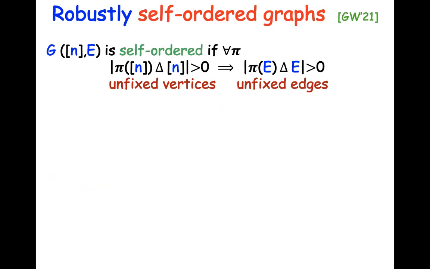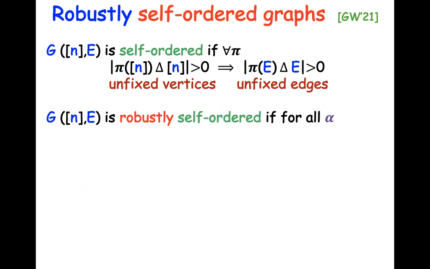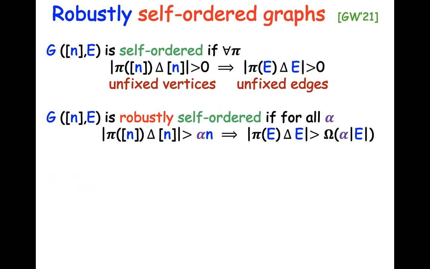Again, here's the definition of a self-ordered graph. If you move at least one vertex, then you move at least one edge, right? And it's robustly self-ordered if for any fraction alpha, if you move an alpha fraction of the vertices, you must move at least an alpha fraction of all edges. Okay, alpha can be any fraction, also depending on the graph size.